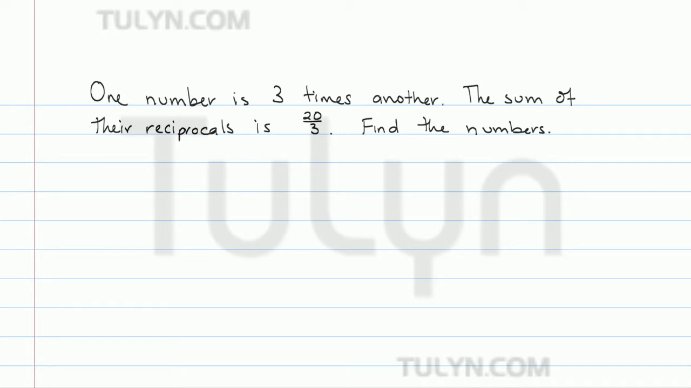One number is 3 times another. The sum of their reciprocals is 20 over 3. Find the numbers. So since this is a word problem, the first thing we should do is label our variables. So we know that we have two numbers, and one number is 3 times another.